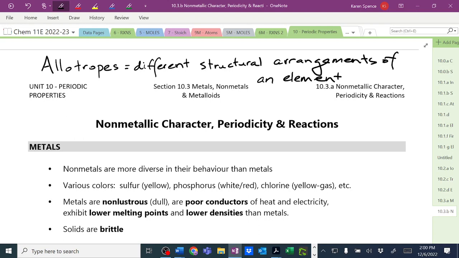So, allotropes, different, this needs fixing, doesn't it? It wants to come apart. Different structural arrangements of an element. So when we have phosphorus, we have a white version of phosphorus and we have a red version of phosphorus. These 2 are different allotropes of phosphorus.